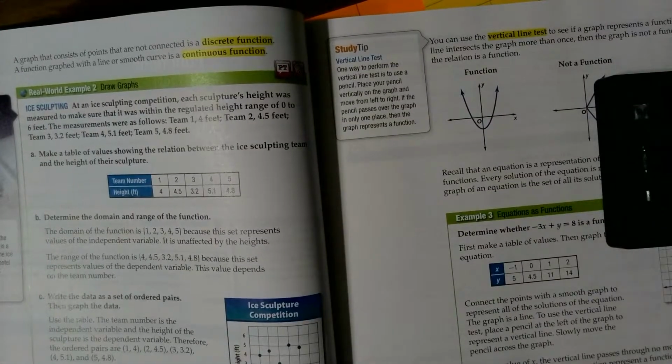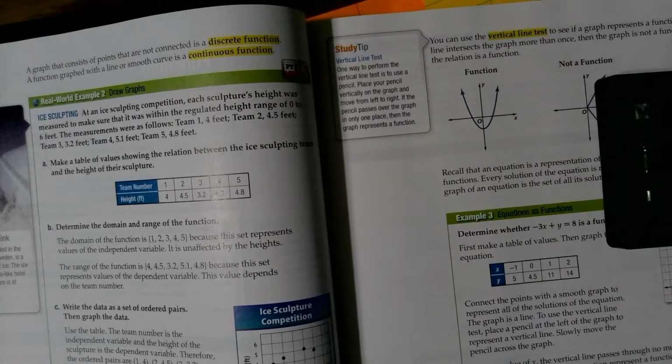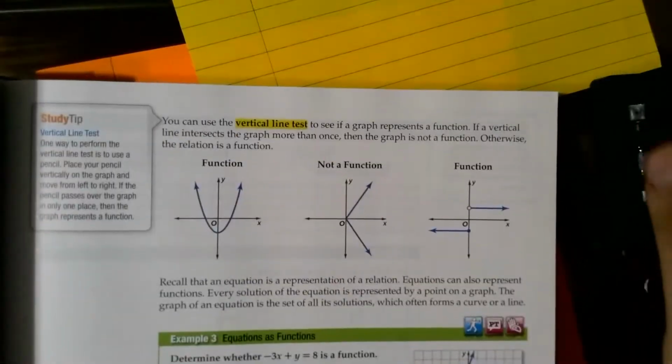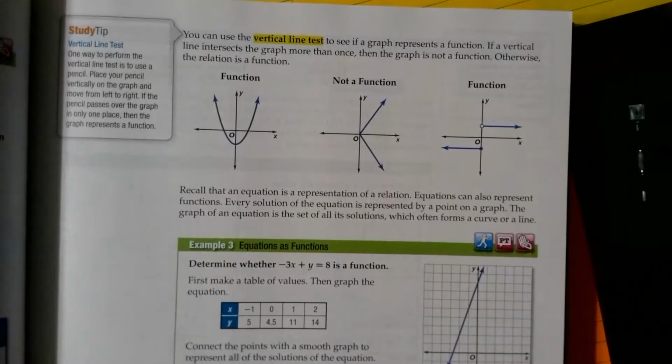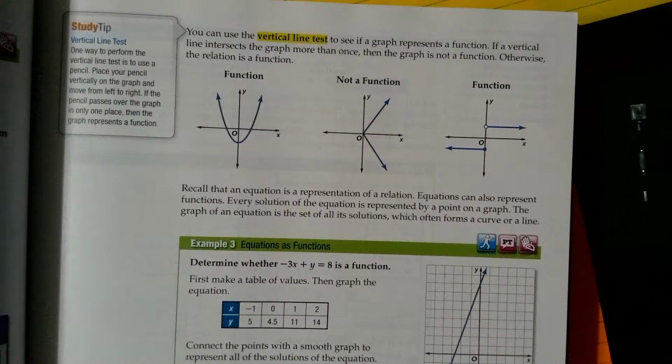Also, there's something known as a continuous function, which means it's a graph. It's a line, a curved line. This parabola over here, that's a function. The dots are connected by a line. That is known as a continuous function. So now we've come to the easy method to check if something is a function. It is known as the vertical line test.